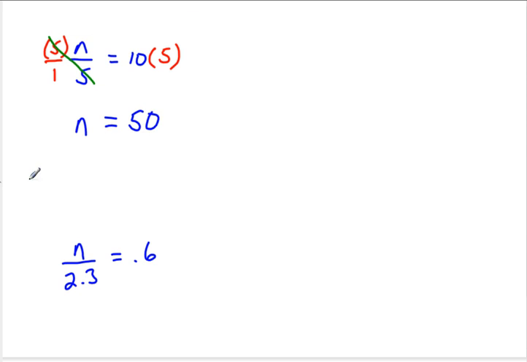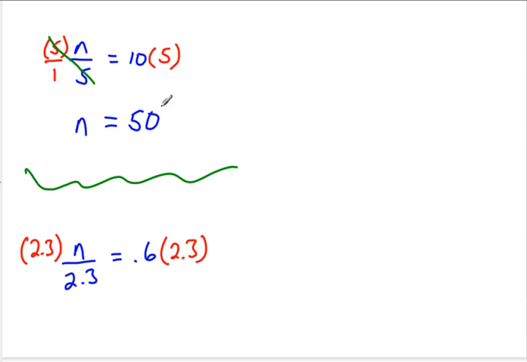This one is a little more challenging, but again, we use the same technique every time, so it doesn't make it any more challenging. It's just that we can't do it in our heads. So we're going to multiply by 2.3 to both sides. As usual, that's going to cross out the numbers over here, leaving us with n. Over here, we're going to have to do a little more work.